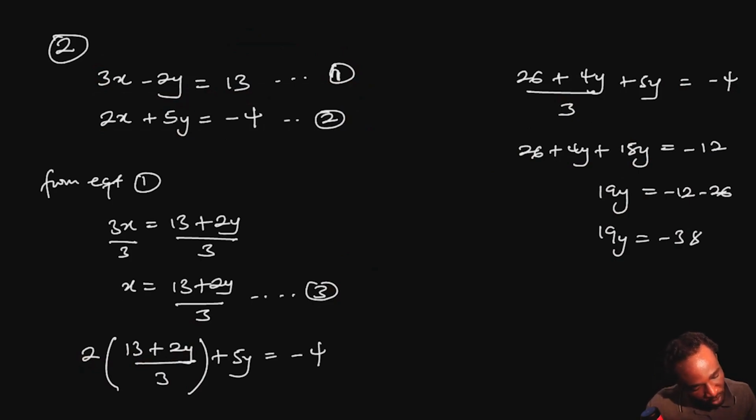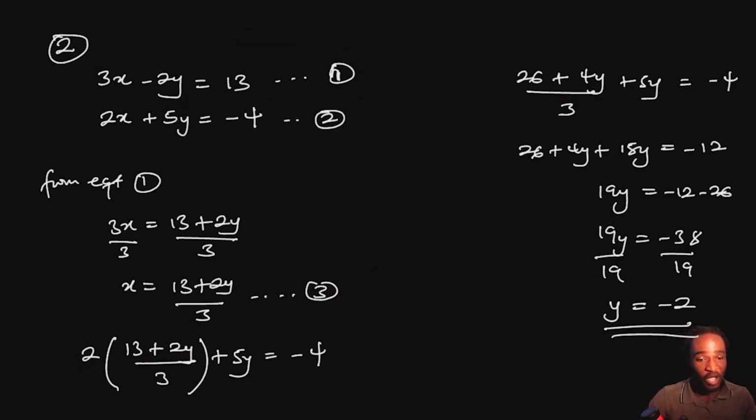Then we divide here by 19, divide here by 19. And what do we get? y is going to be equal to minus 2. So our y is equal to minus 2, and now we have the value for y. What do we have to do next? We have to find the value for x.